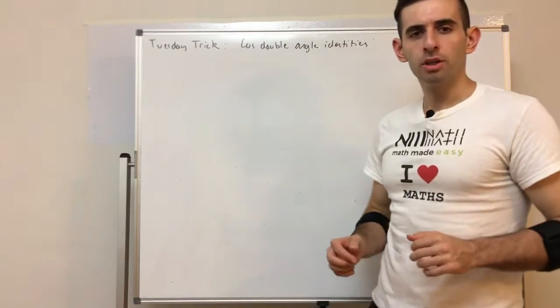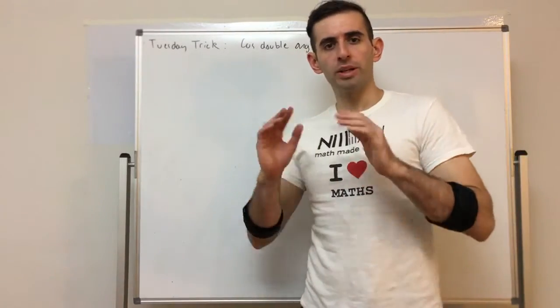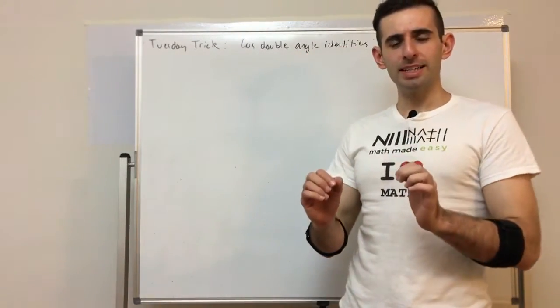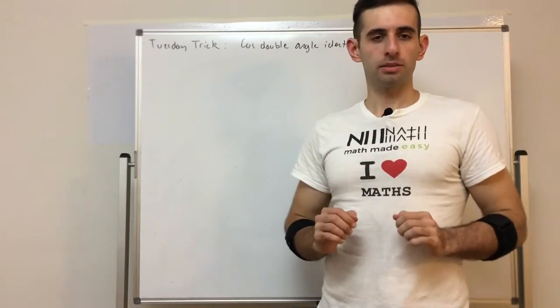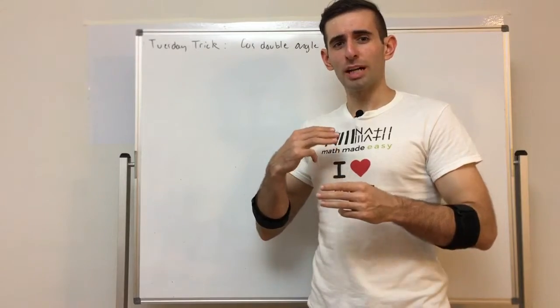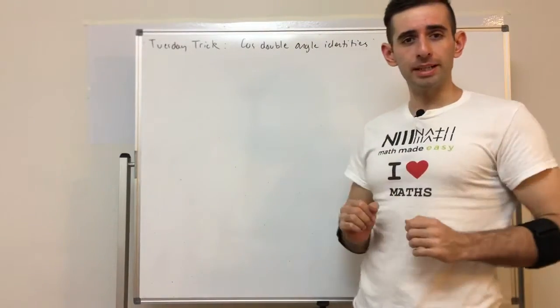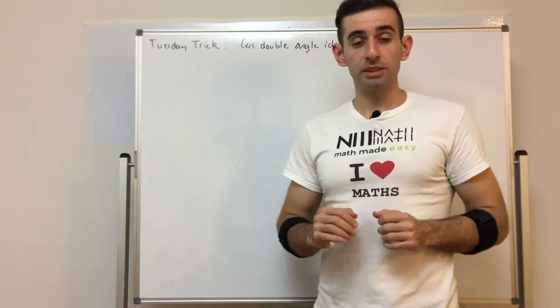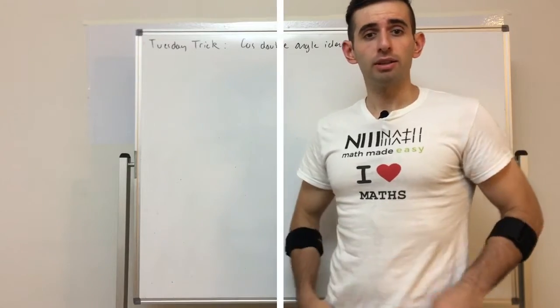Hey guys, and welcome to another Tuesday trick, where today we'll be looking at cos double angle identities and picking the right one. There are three different cos double angle identities, which makes it quite tricky knowing which to pick. When it comes to trig proofs, there is a simple trick. So let's kick off.